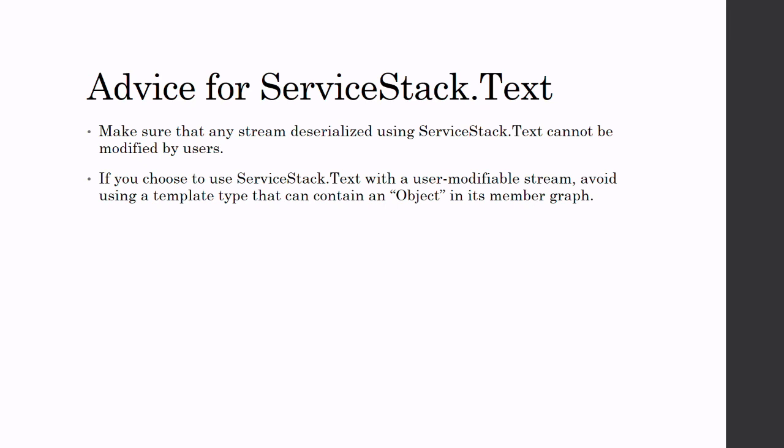ServiceStack.Text. My recommendation for ServiceStack.Text is to only use it to deserialize streams that you absolutely trust. If you want to use it to deserialize an untrusted stream, you have to make sure that the membership graph for the object that you use in your template can't possibly contain a member of type object. That's ridiculously difficult to do.